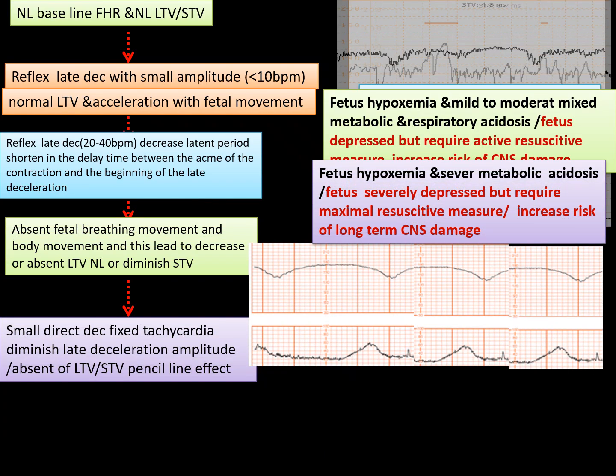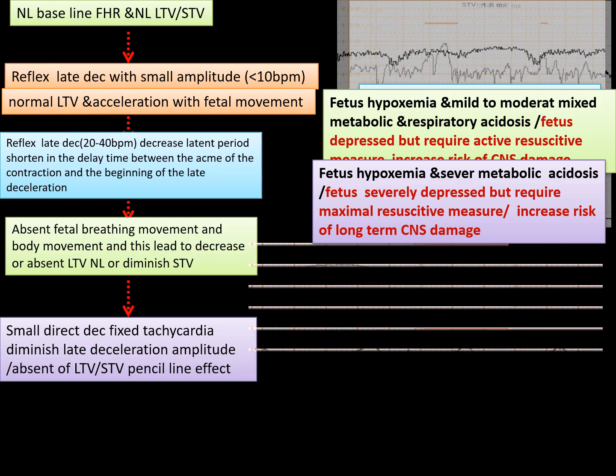Now, if the fetal hypoxemia becomes severe metabolic acidosis, it will be presented by small, fixed tachycardia, diminished late deceleration amplitude, absent long-term variability, and a pencil-like effect. At this stage, the fetus is severely depressed and requires maximum resuscitation, with an increased risk of long-term central nervous system damage. You can appreciate the difference between the first shallow deceleration and the second shallow deceleration. At the beginning, the variability is intact, but here the variability is absent.